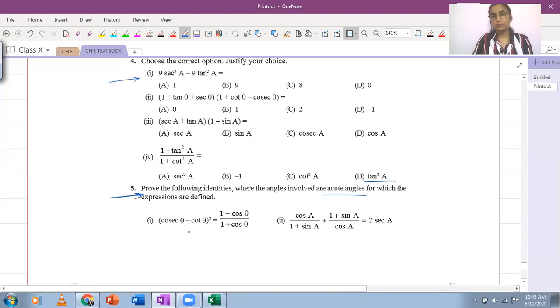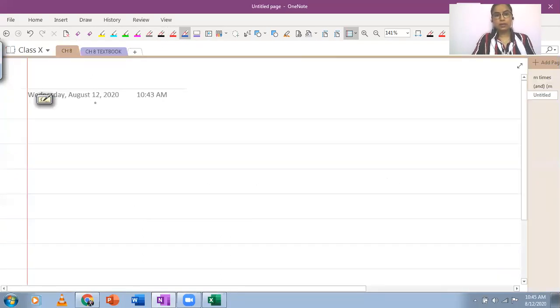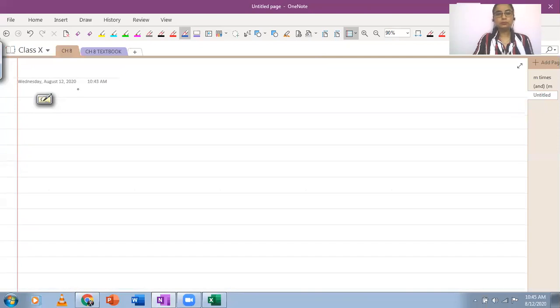Most of the questions get simplified if you convert the ratios into sine and cos, and that's what I'm going to do here in this question. Let's start with this one. We have the first part. Question number 5.